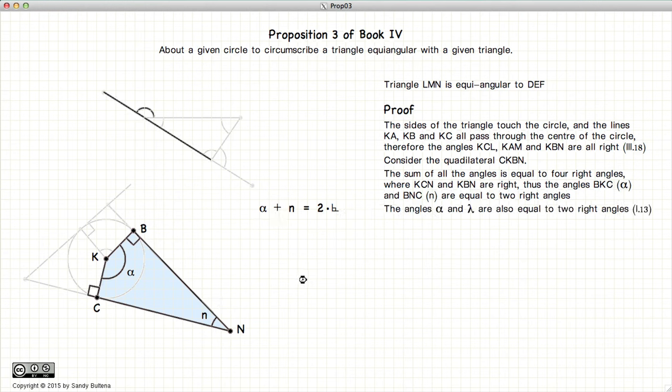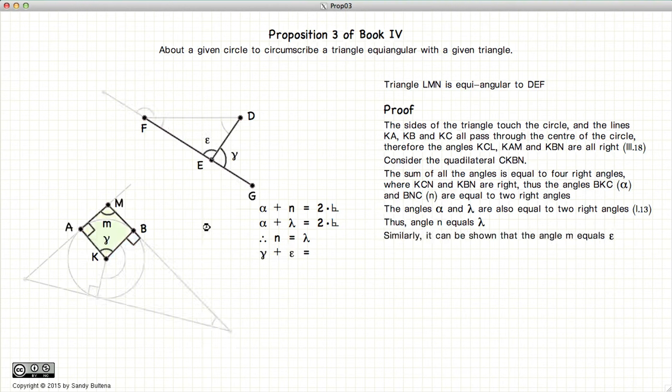Carrying on, if we look at our original triangle with the base extended, we have alpha plus lambda creating a straight line. So we have alpha plus lambda is also equal to 2 right angles. And as a consequence, n must equal lambda. We can do the same thing for this quadrilateral to show that m is equal to epsilon.